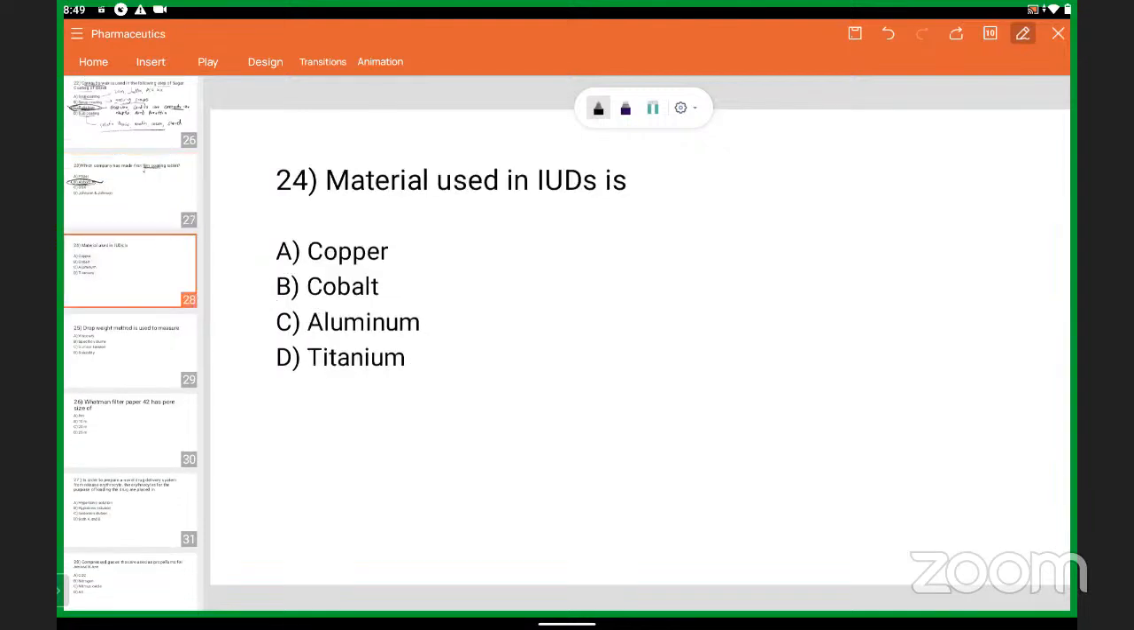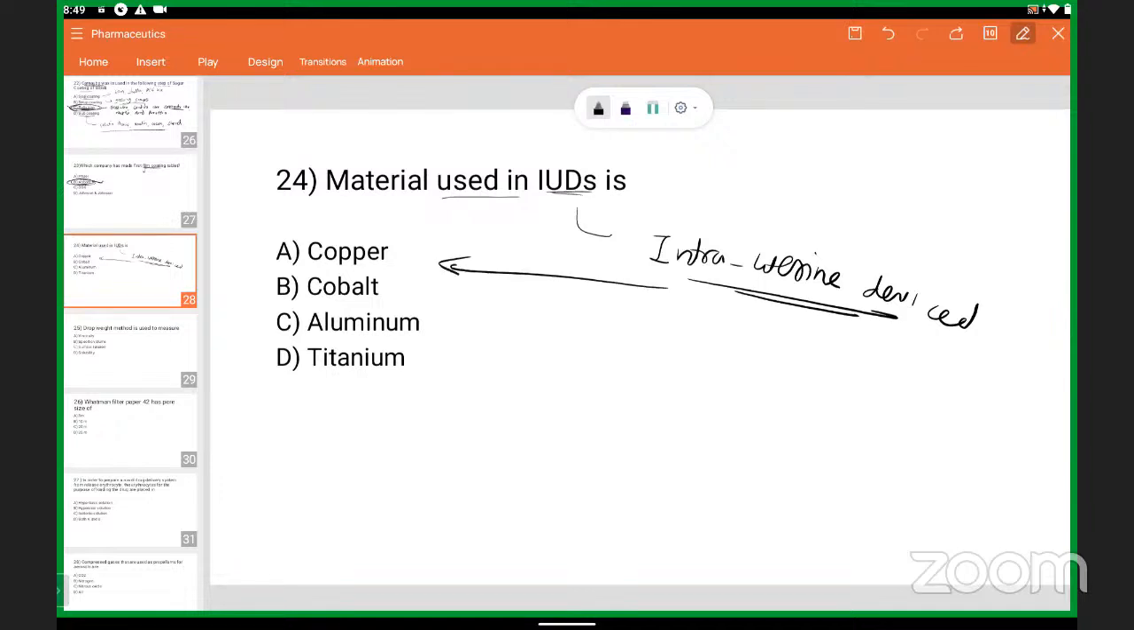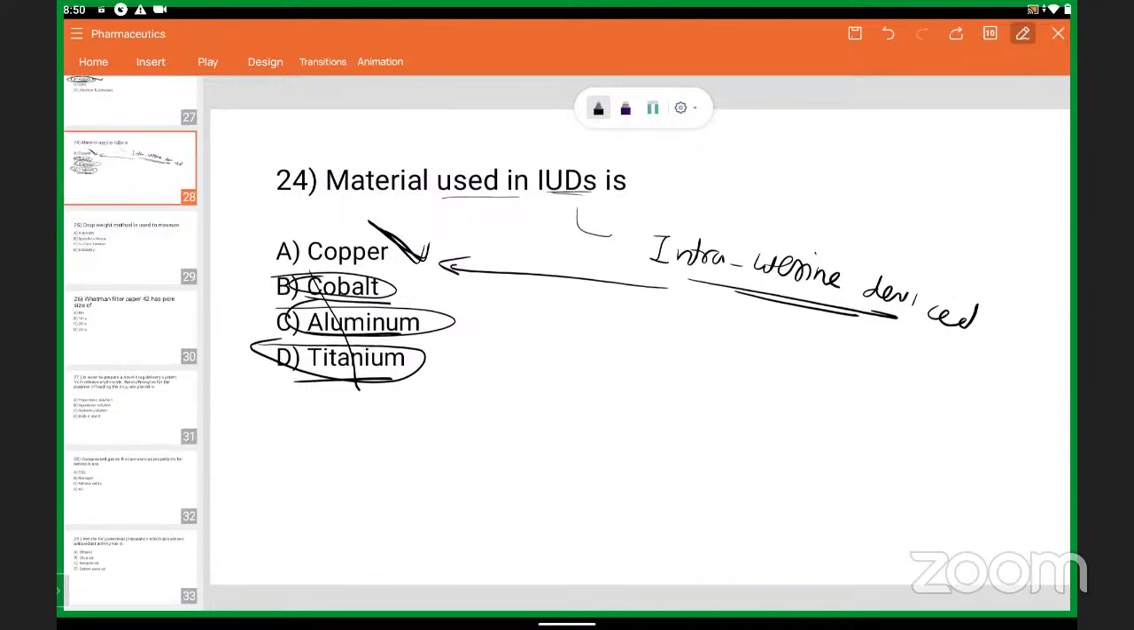That is, the material used in IUD. IUD stands for intrauterine devices. Okay, here the metal that is used is copper. Cobalt, aluminium or titanium, we do not use any of these materials in IUDs or devices. Copper is the right option for this question. Option A is the right one.